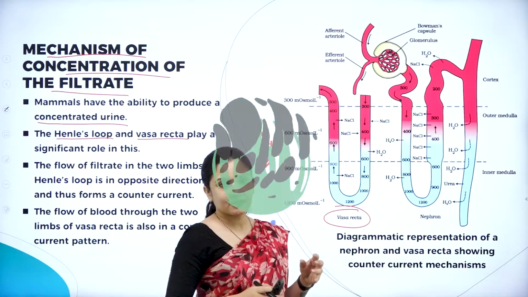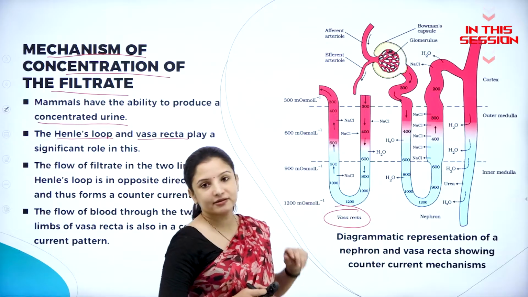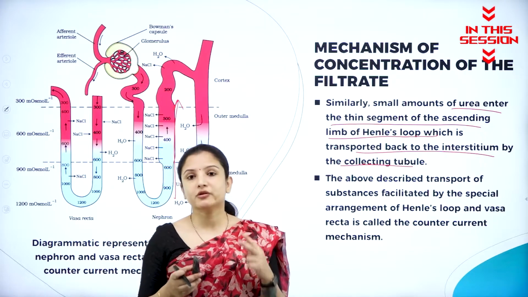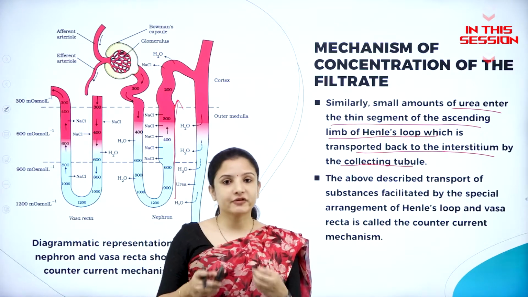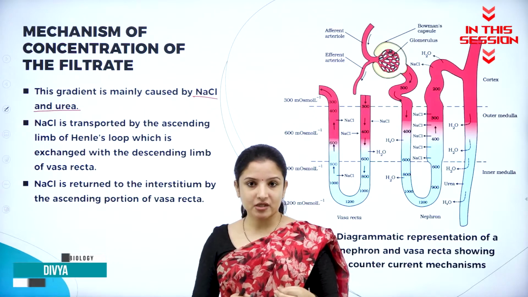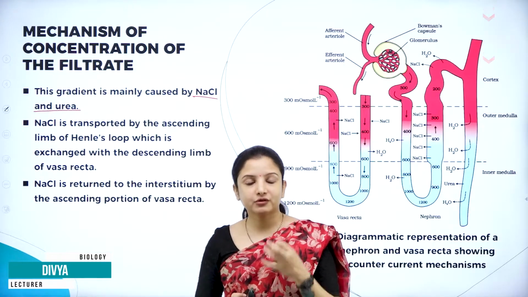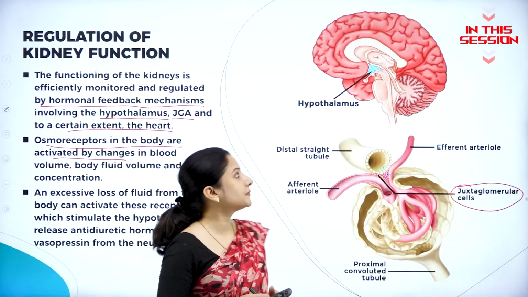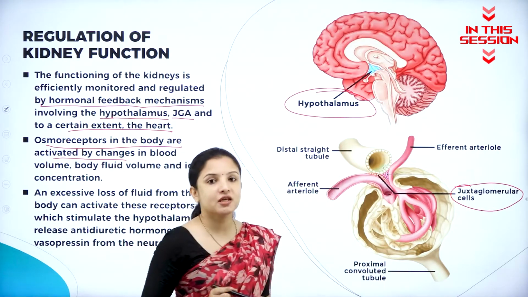Vasa recta is nothing but the tissues that are present just adjacent to the Henle's loop in the kidney. Sodium chloride and urea are the two important components that help in maintaining the concentration of the filtrate, or the osmolarity. How is this osmolarity maintained? It is maintained mainly because of the concentration of the sodium chloride and urea in the urine filtrate. Osmoreceptors are present somewhere in the hypothalamus region of the brain.